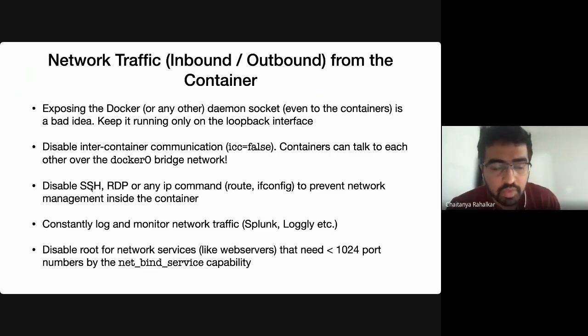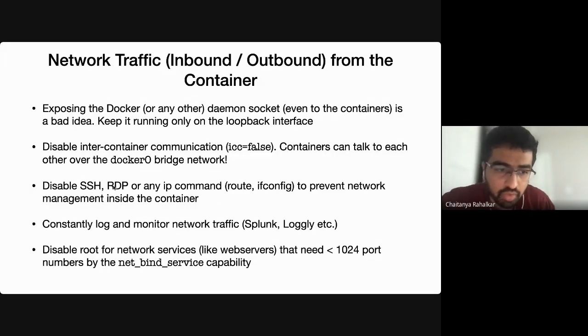And make sure to disable inter-container communication, because every time you spin up a container, it creates a bridge network. So essentially, the containers can talk over the bridge network. If you really don't want containers to talk to each other, you should disable that. And of course, disable SSH, RDP, or any command to prevent any form of network management activities inside of the container. Log and monitor your traffic using Splunk. There are several other open source tools as well.